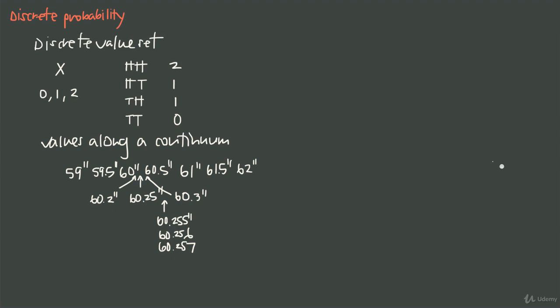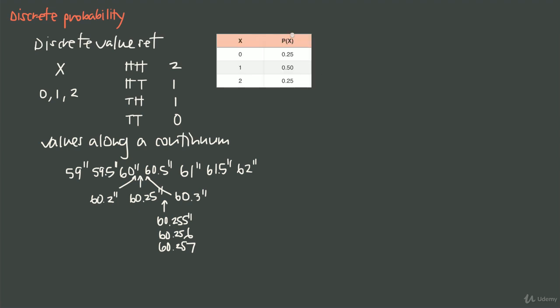If I do that same calculation for 1 and 2, I get this probability distribution table for the discrete random variable x. You'll see the capital X here. I can see the values that it takes on, 0, 1, and 2, and then the probability of getting each value. This tells me that there's a 25% chance of getting 0 heads, that there's a 50% chance of getting 1 head, and that there's a 25% chance of getting 2 heads.